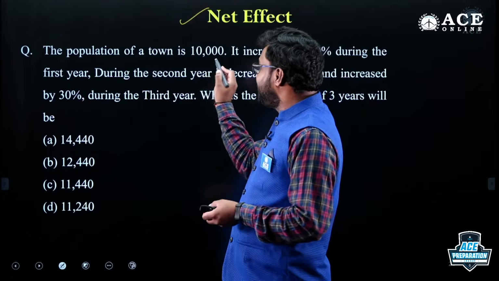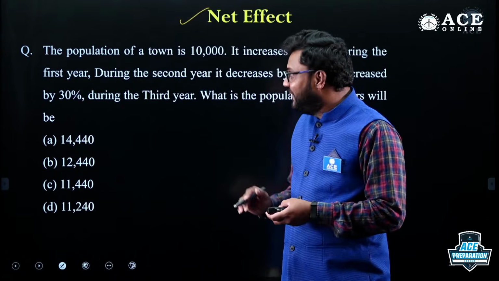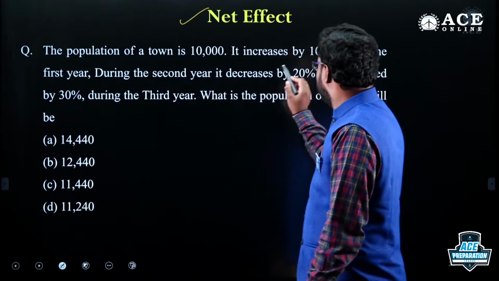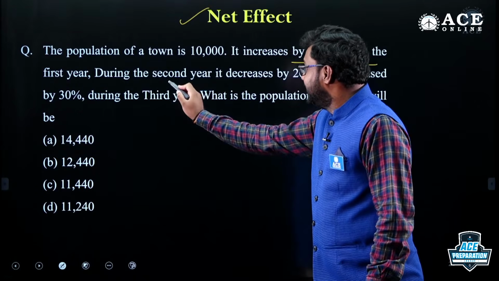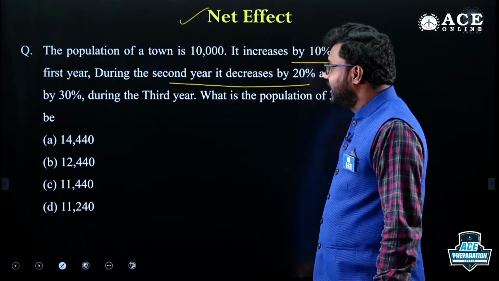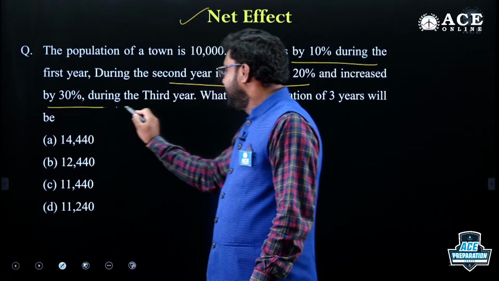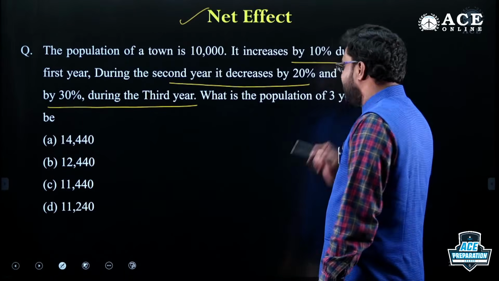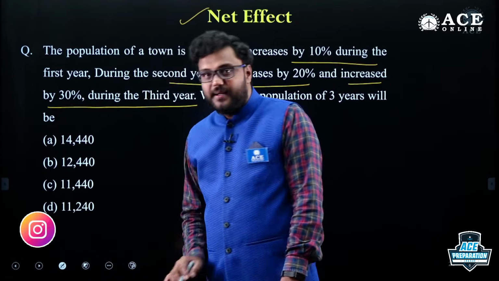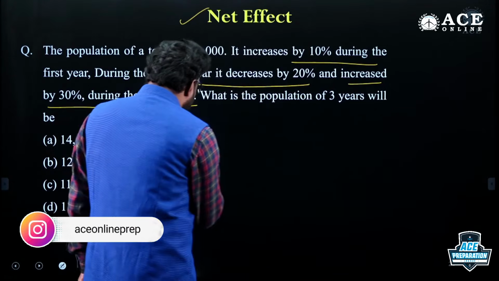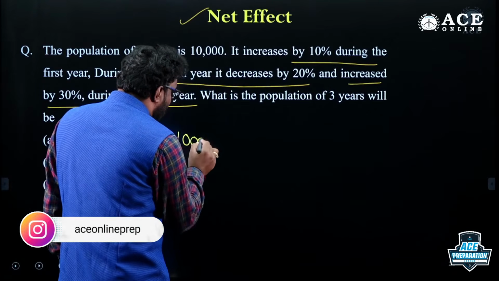See, the population of a town is 10,000. During the first year, it increased by 10%. In the second year, it decreased by 20%. And in the third year, it increased by 30%. There are a lot of formulas for population related questions. But see, my dear friends, it is very simple. The population of a town is 10,000 now.